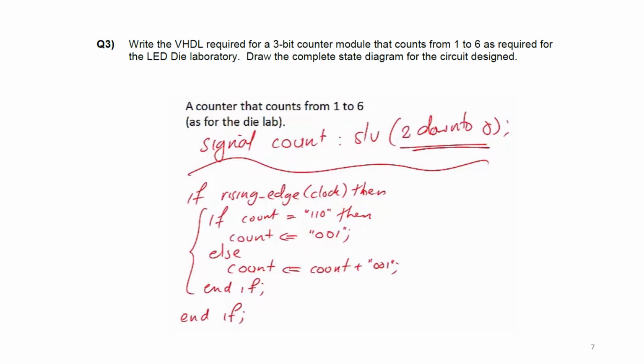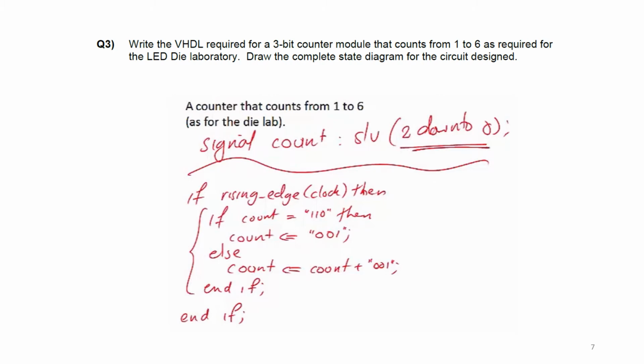In this question, it says write the VHDL required for a 3-bit counter module that counts 1 to 6, as required for the LED die laboratory. Draw the complete state diagram for the circuit design. So the thing is you need to design a counter which will count 1 to 6. The question already says it's a 3-bit counter, right?